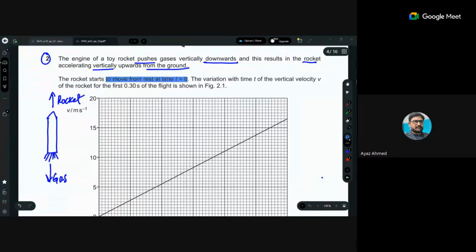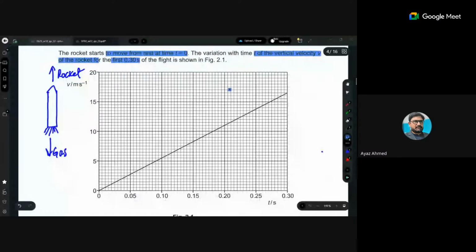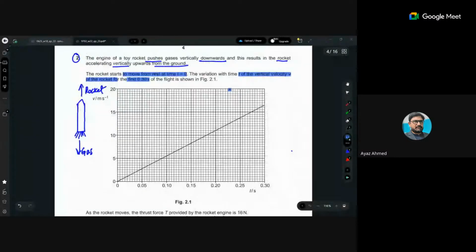The variation with time t of the vertical velocity v of the rocket for the first 0.3 seconds of the flight is shown in the figure. What are we given? We are given the velocity time graph, or variation of velocity with respect to time, for the first 0.3 seconds of motion of the rocket. So first of all, what are the important features of this graph?